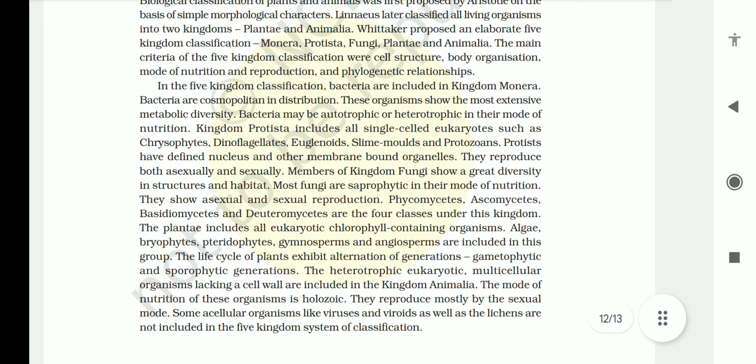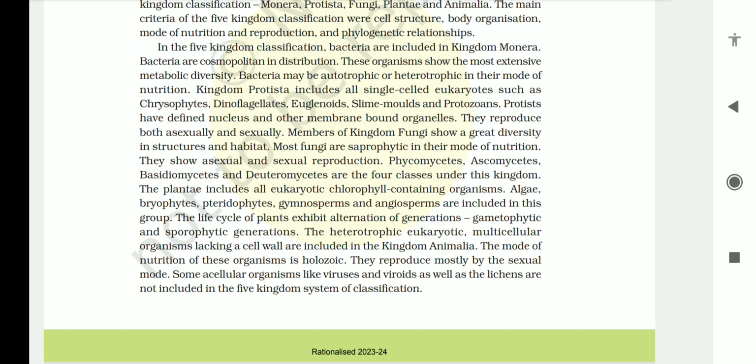Members of kingdom Fungi show a great diversity in structures and habitat. Most fungi are saprophytic in their mode of nutrition. They show asexual and sexual reproduction. Phycomycetes, Ascomycetes, Basidiomycetes, and Deuteromycetes are the four classes under this kingdom. The Plantae includes all eukaryotic chlorophyll-containing organisms. Algae, bryophytes, pteridophytes, gymnosperms, and angiosperms are included in this group. The life cycle of plants exhibits alternation of generations, gametophytic and sporophytic generations.